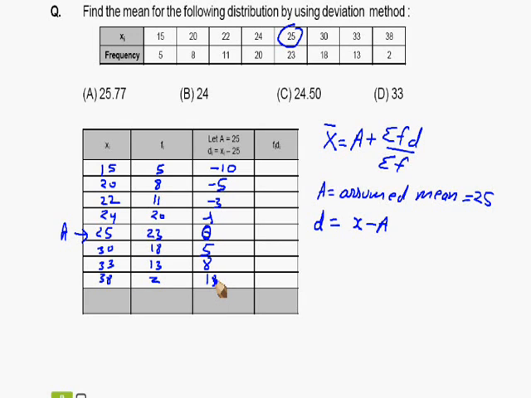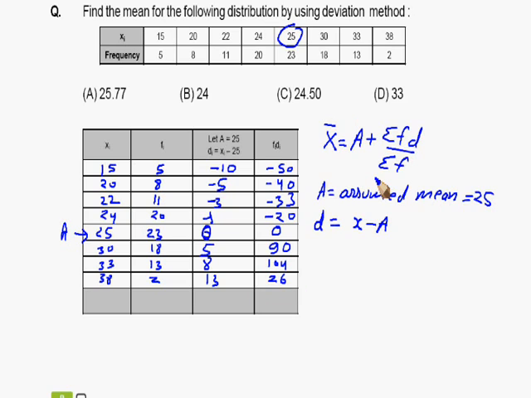Now we find the product of frequency and the deviation. 5 into minus 10 is minus 50. 8 into minus 5 is minus 40. 11 into minus 3 is minus 33. 20 into minus 1 is minus 20. 23 into 0 is 0. 18 into 5 is 90. 13 into 8 is 104. And 2 into 13 is 26.